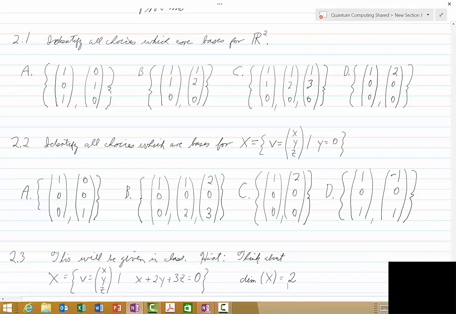And then 2.3 will be given in class, but I think it is sort of a tricky one, so I'm going to give you a hint to think about this. Say X is equal to the set of all vectors in R3 such that x plus 2y plus 3z is equal to 0. Could you find a basis for that? Well, I'm going to tell you that the dimension of that set, this is a subspace, and the dimension is 2. So the basis, any basis for it, should have 2 vectors in it. So think about that, and then I'll give you a similar problem in class. So that concludes lecture 2, and good luck.